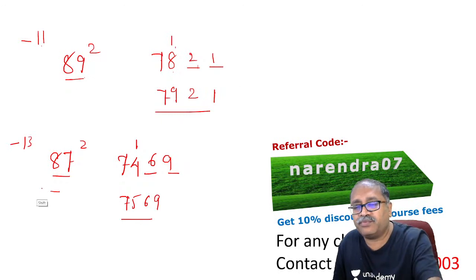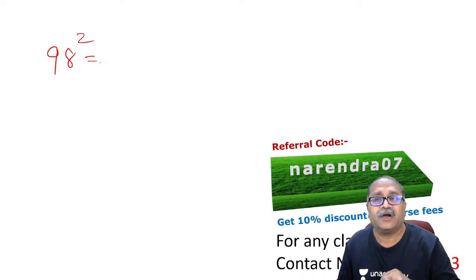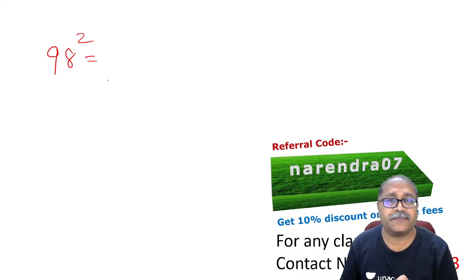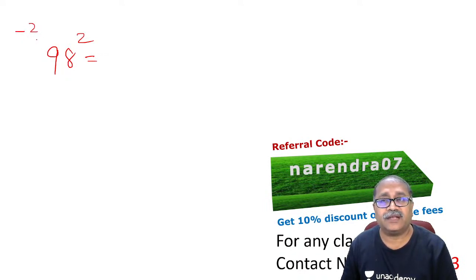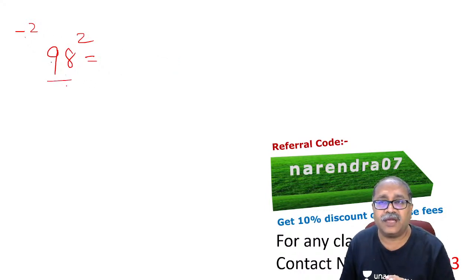Now, one more example I wanted to share with you. If you have to find out 98 square, how do you find it? This is 2 less than 100, then what is 2 square? 4. But please remember that I need the 2 digits over here. So either you write the 04 first, or 98 minus 2 is 96, followed by 2 digits.